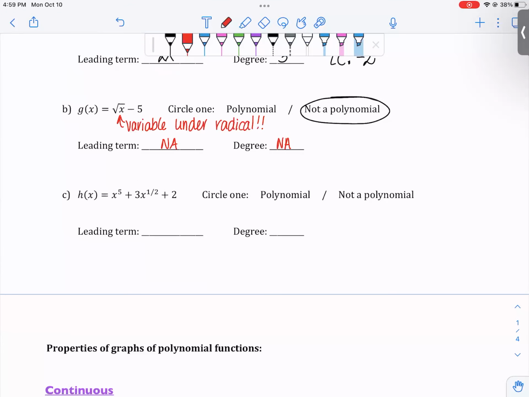Looking at this next one, is it a polynomial? Looking at the exponents, uh-oh. We have a 1/2 in the exponent. And part of our rules say that the exponents have to be positive whole numbers. Can't have fractions in an exponent to be a polynomial. So this is not a polynomial. And again, we can't answer these questions.